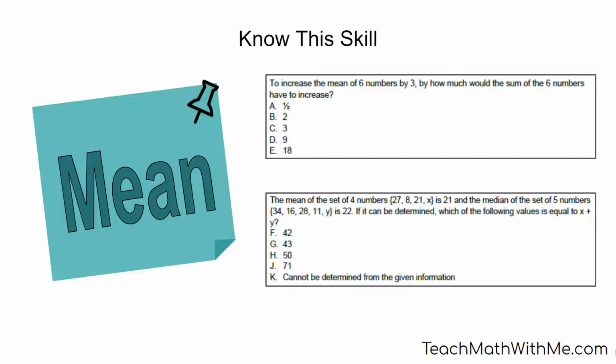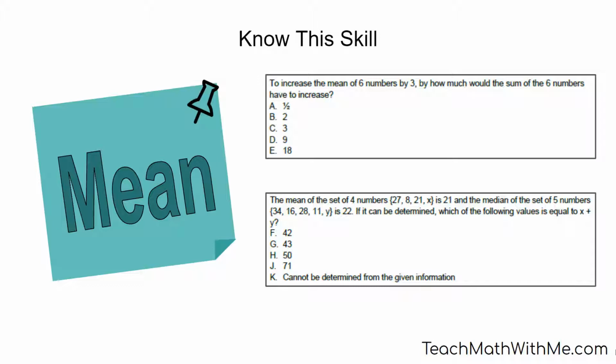The mean of the set of 4 numbers, 27, 8, 21, and x, is 21, and the median of the set of 5 numbers, 34, 16, 28, 11, and y, is 22. If it can be determined, which of the following values is equal to x plus y?